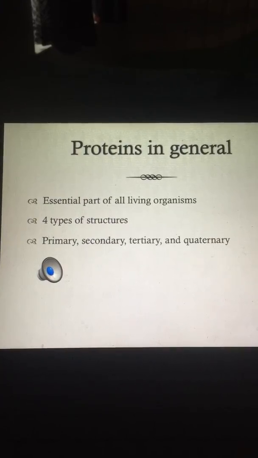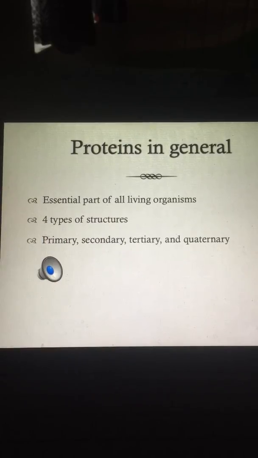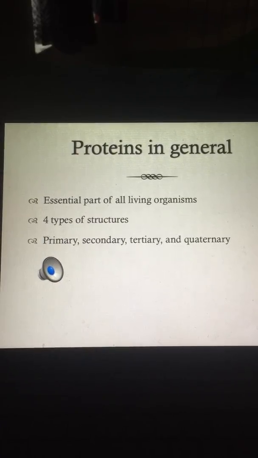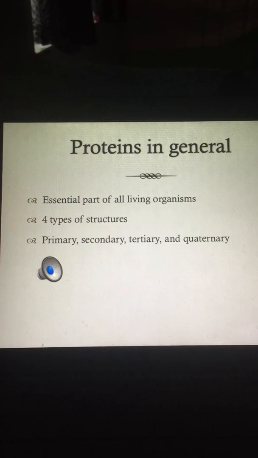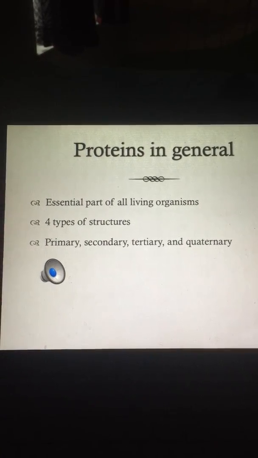Quaternary structure is just the same as tertiary, but with one or more polypeptide chains that come together to form a big protein.